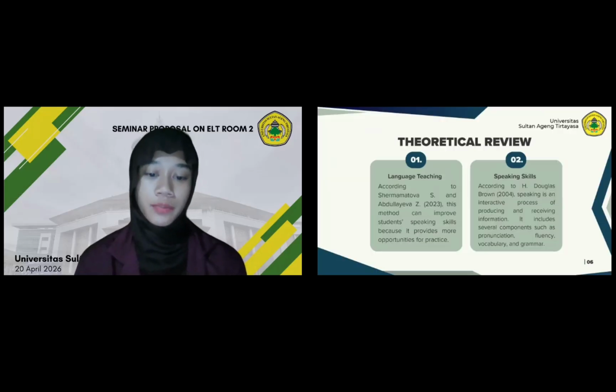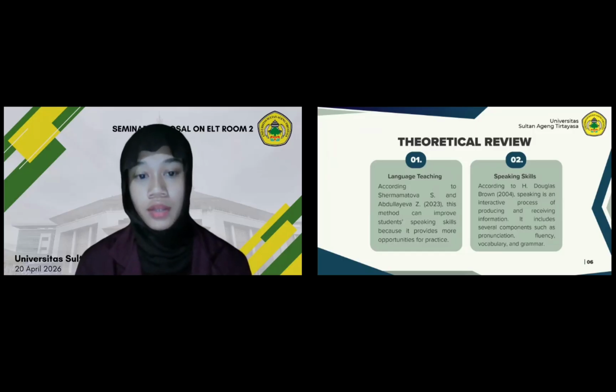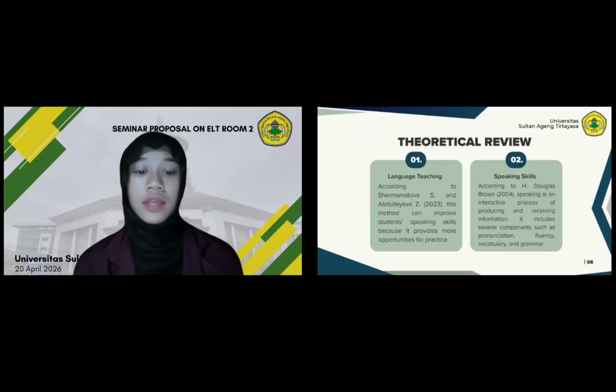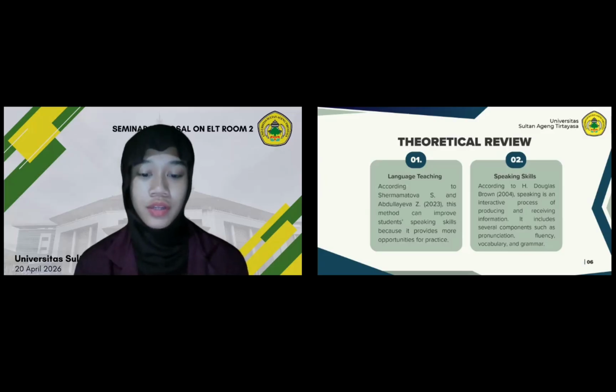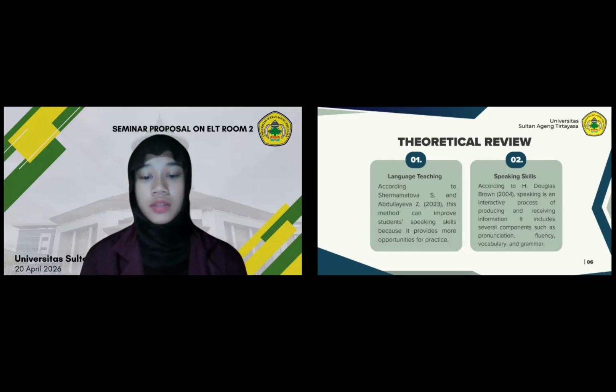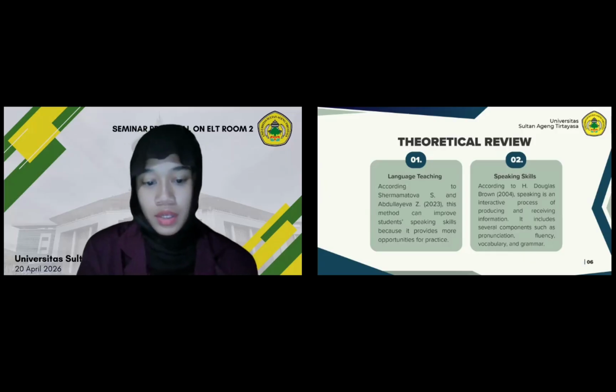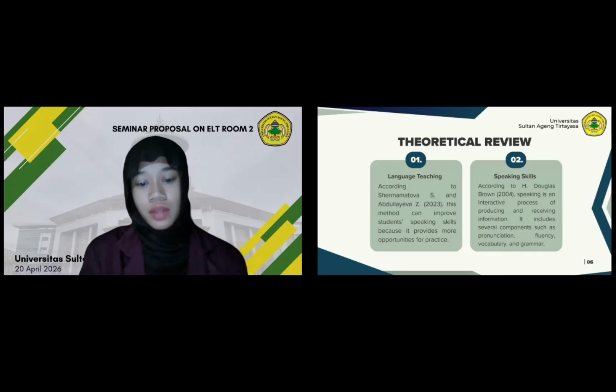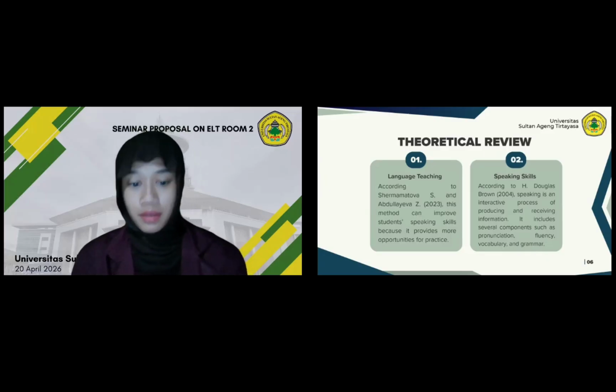This research is supported by several theories. According to Sarmamatova and Abdullayeva in 2023, the direct method can improve speaking skills because students get more practice. So students are more active in English. Then, according to Brown in 2004, speaking is an interactive process. It means speaking is not only talking but also listening and responding. Speaking also includes some components like pronunciation, fluency, vocabulary, and grammar. So, from these theories, we can understand that speaking needs practice and a good method.